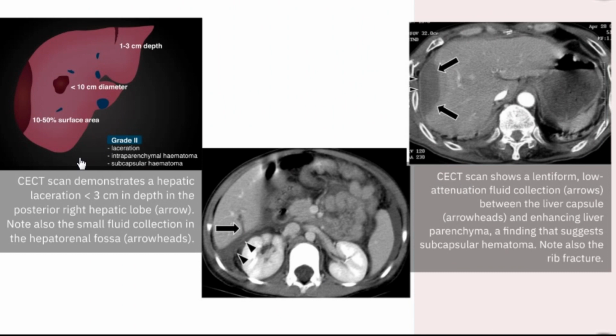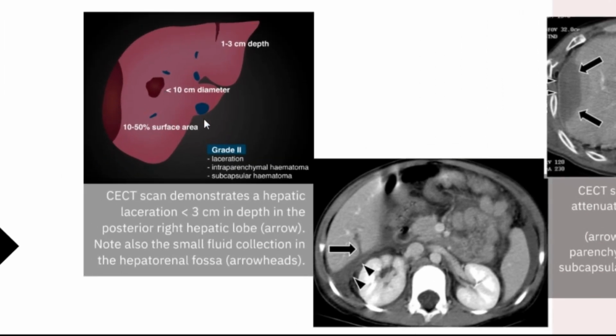Okay. So we said that grade 2 is when we have a parenchymal defect of 1 to 3 cm, or when you have an intraparenchymal hematoma, it should be less than 10 cm, or the subcapsular hematoma involves from 10 to 50% of the liver area. You can appreciate that if this is the whole surface of the liver, of course, this is up to 50% or less than 50%.